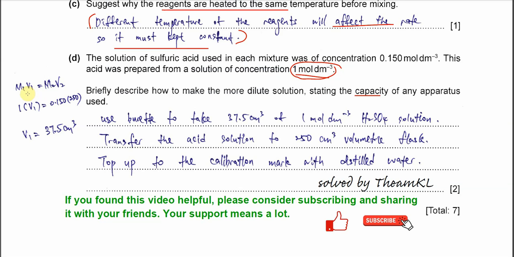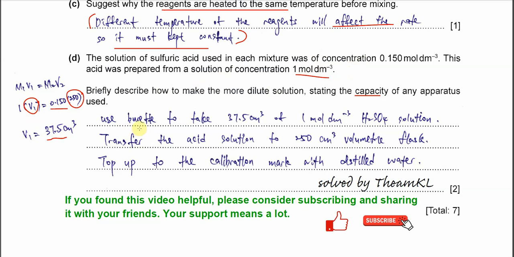First, we need to use M1V1 equal to M2V2. Let's say we use a 250 cm3 volumetric flask here, so V2 is 250. The concentration that we need to prepare is 0.15, and the initial concentration is 1 mole per dm3. V1 is the one that we need to take, so it is 37.5 cm3. This means if we use a 250 cm3 volumetric flask, we need to take 37.5 cm3 from the more concentrated solution, this one.